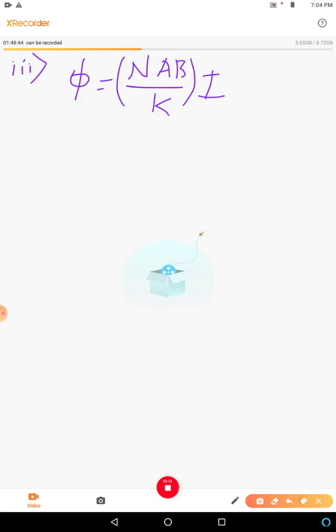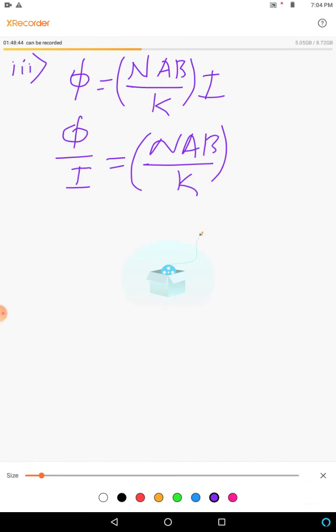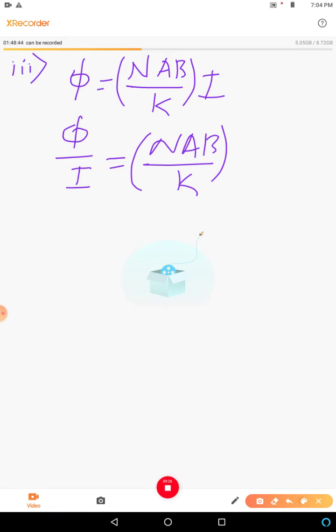So I will take this I to the LHS. It becomes phi by I equal to NAB by K. So this phi by I is called current sensitivity. What is this phi by I? Phi is deflection, I is current. This ratio is called the current sensitivity of the galvanometer.